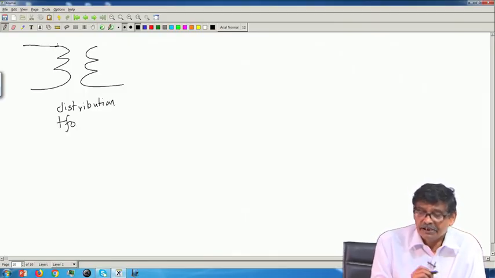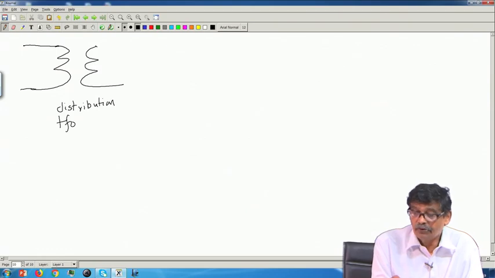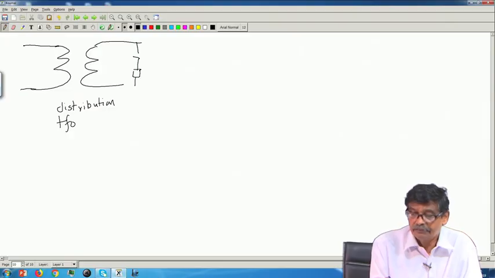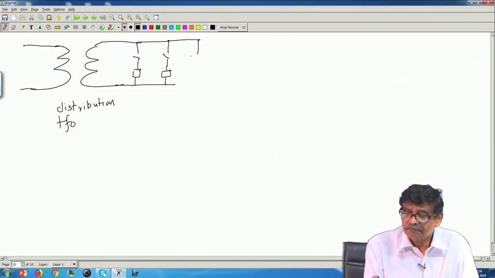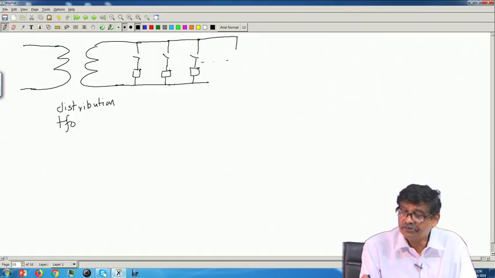What is going on in a distribution transformer? Here are loads. How are the loads connected? I am a consumer, I will connect my load. All loads are connected in parallel, you know. Here is another consumer, he will connect his load like this. There is another consumer, you connect load like this, and so on, so many consumers.